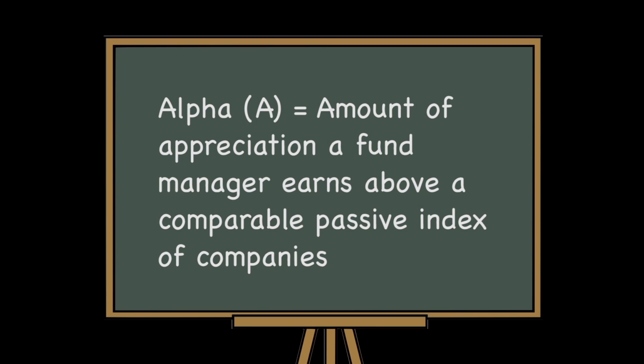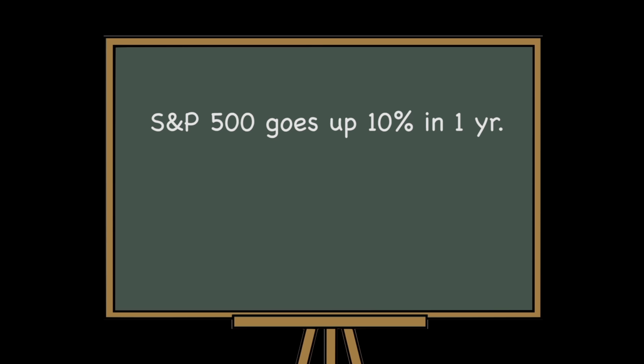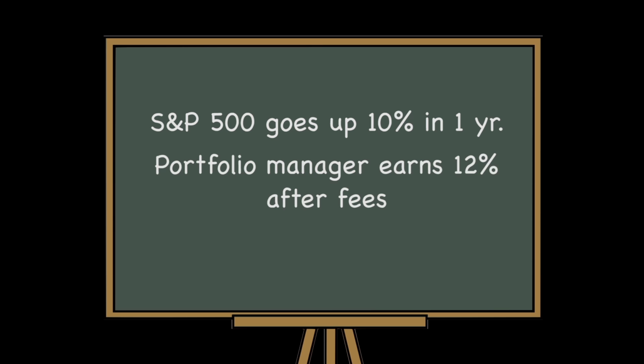Finally, alpha is the amount of appreciation a fund manager earns above a comparable passive index of companies. For example, if the S&P 500 goes up 10% over a full year, and a portfolio manager investing in similar stocks earns 12% after fees, she has earned an alpha of 2%. As you might guess, alpha over time is the measure of a portfolio manager's performance. As an investor, you want to see a manager's superior stock selection creating better results than you could get by sticking with a passive index.